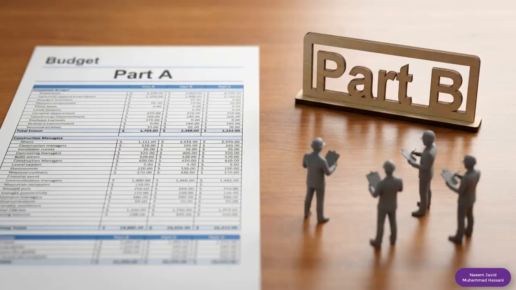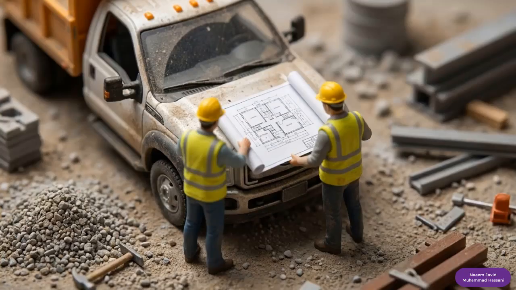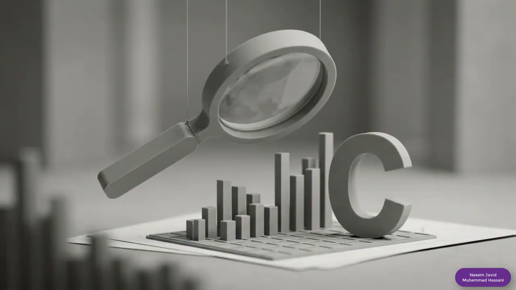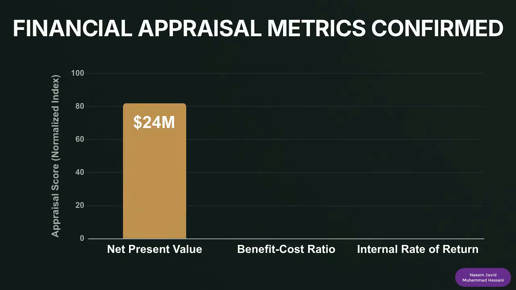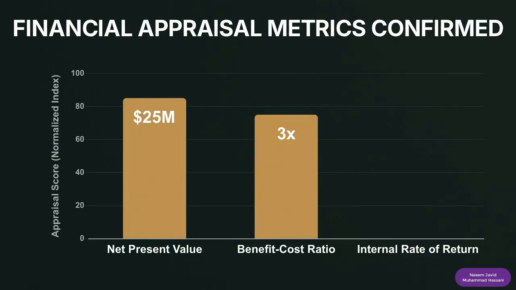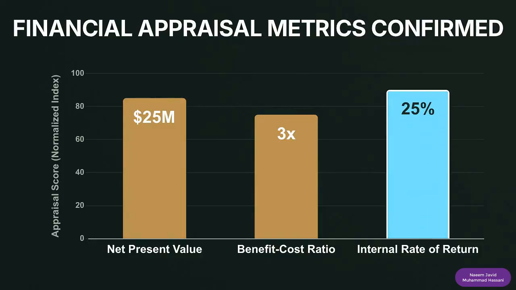While Part A secures the funding, Part B proves to the evaluators that the sponsoring agency possesses the organizational structure to execute the plan. Part C focuses on appraisal and analysis. You calculate net present value, the benefit-cost ratio, and internal rate of return.